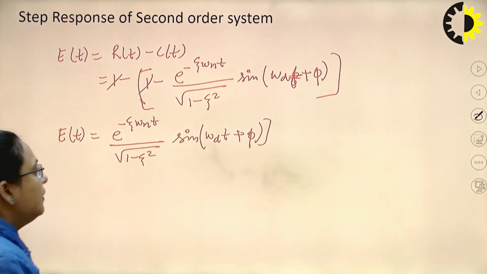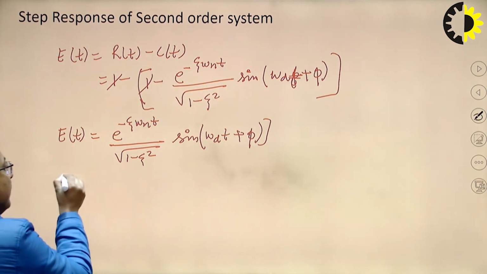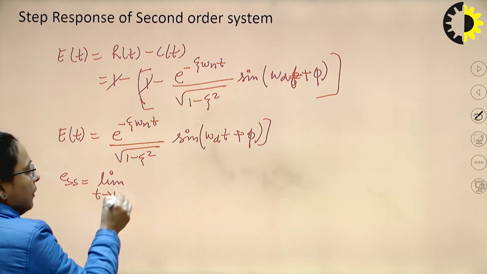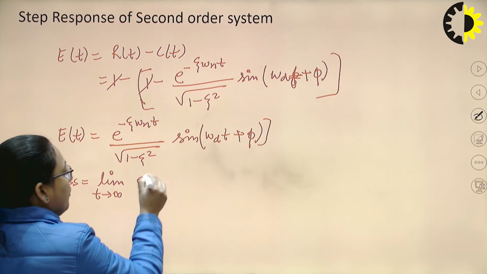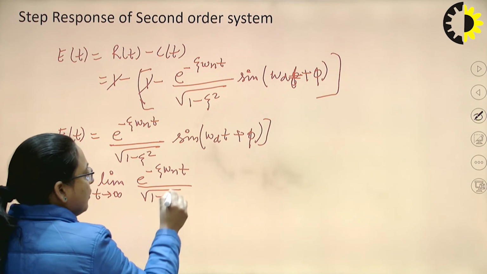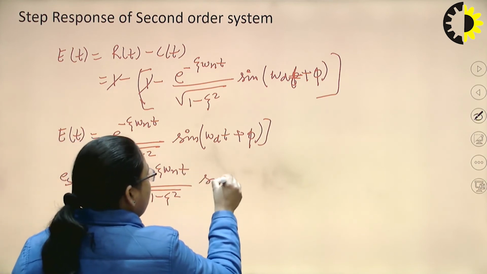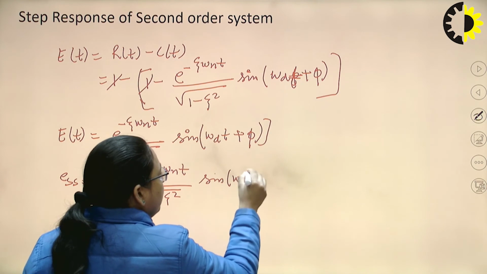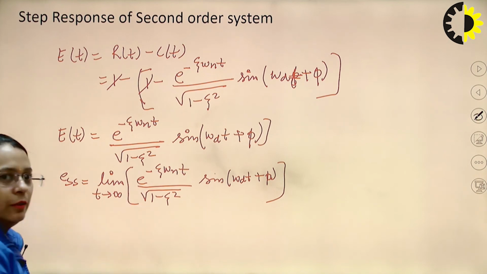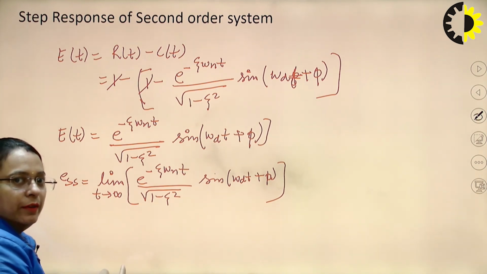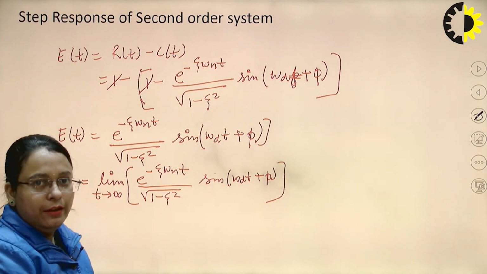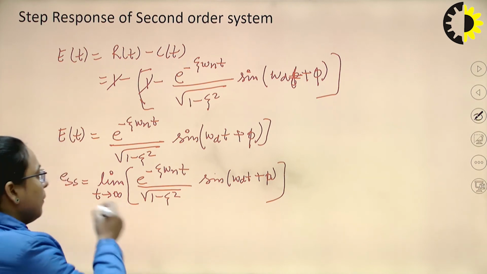Okay. Similarly, steady state error can be calculated. Steady state error will be equal to the limit t tends to infinity of e raised to the power minus zeta omega n t upon under root 1 minus zeta square into sine omega d t plus phi. So this is the case when zeta is less than 1, that is the underdamped case. We say that we have obtained the exponentially decaying graph, which is for the underdamped system.